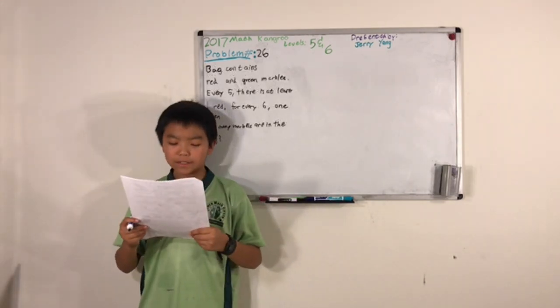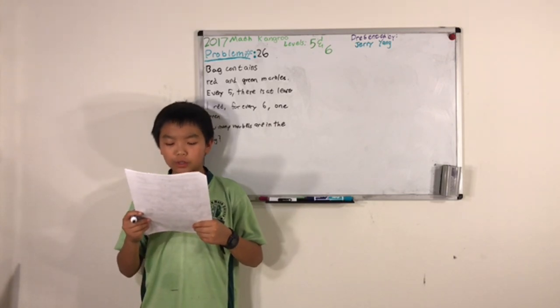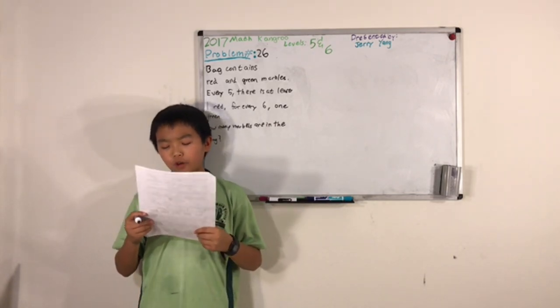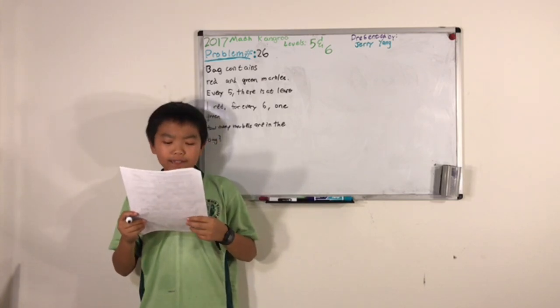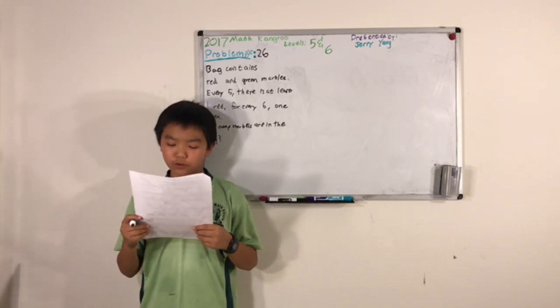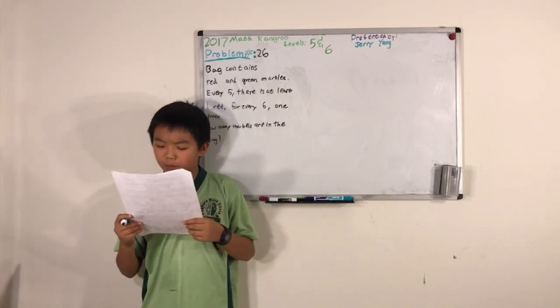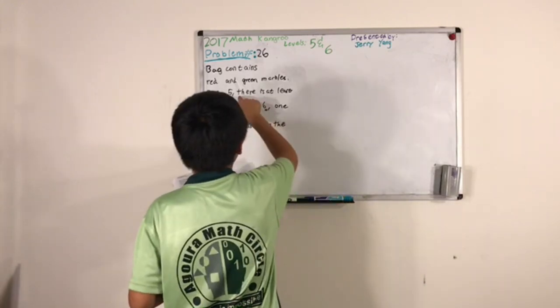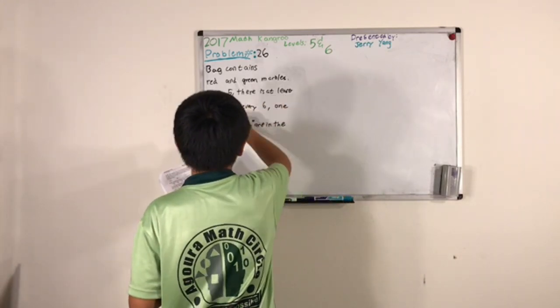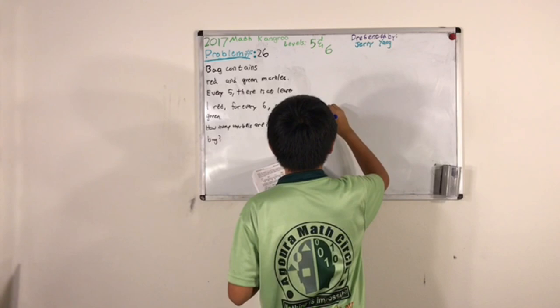Problem 26. A bag contains only red marbles and green marbles. For any 5 marbles we pick, at least one is red. For any 6 marbles we pick, at least one is green. What is the largest number of marbles that the bag can contain? Well, since for every 5, there's at least one red marble, we know that there are 4 green.